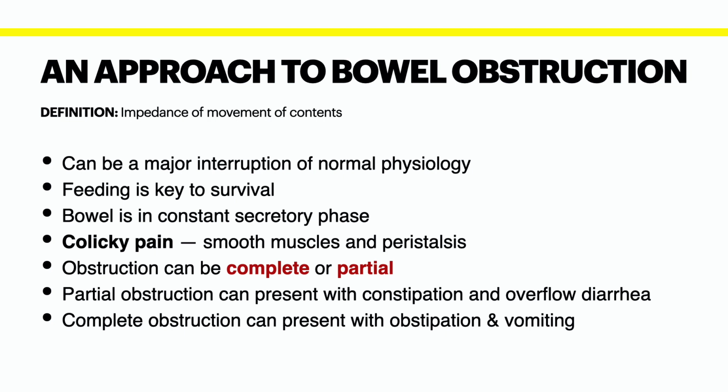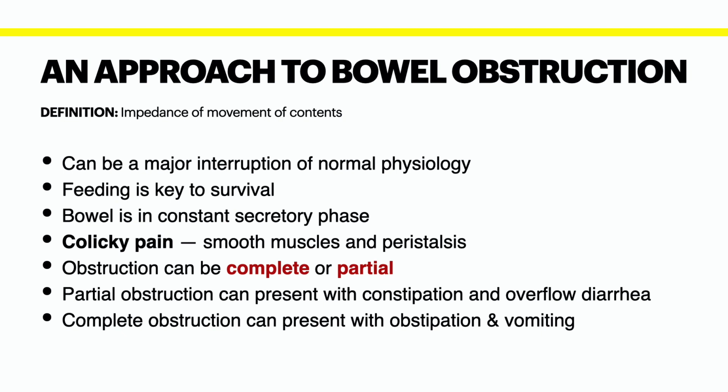Bowel obstructions can be either complete or partial. Partial obstructions can present with constipation as well as overflow diarrhea. The mechanism of overflow diarrhea is that stool can pull in fluid to itself osmotically, and the gut bacteria then work on feces to break it down further. This allows fluid to then pass past the stool and cause overflow diarrhea.